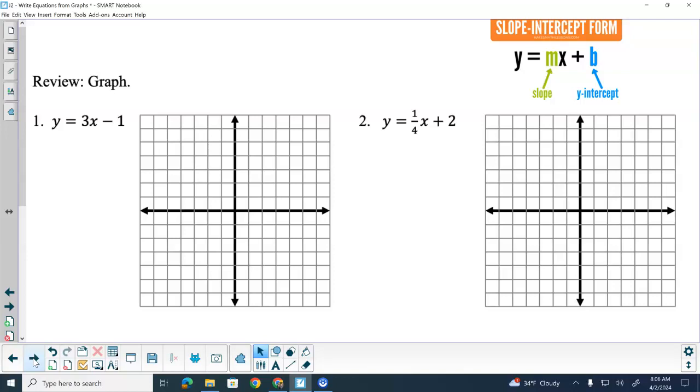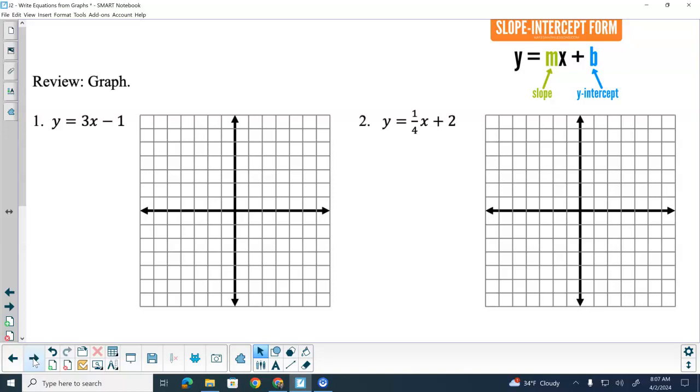So remember, y equals mx plus b, right? b is our y-intercept, m is our slope. Okay? So in the first one, y equals 3x minus 1. What is my y-intercept? What is the y-intercept in the first one? -1. So what point does that associate with?